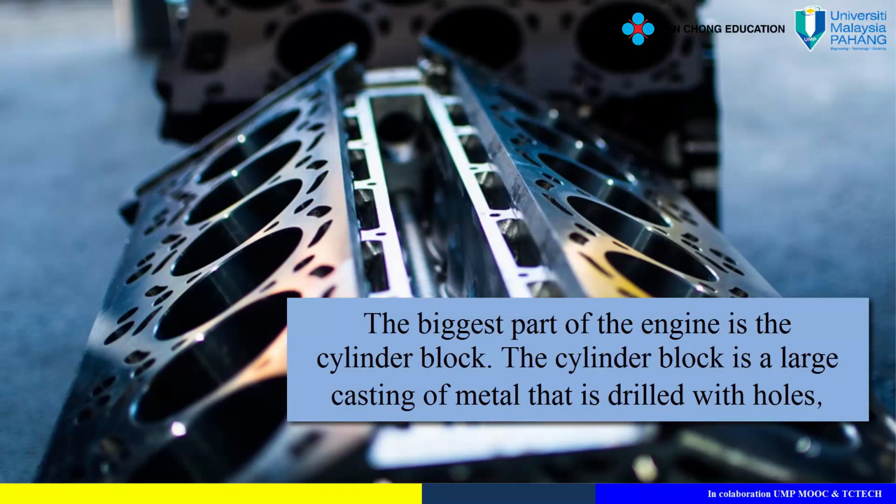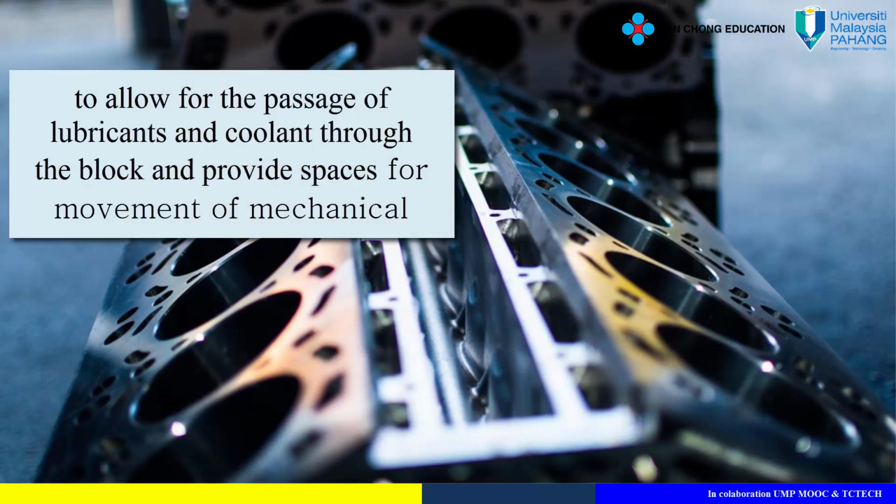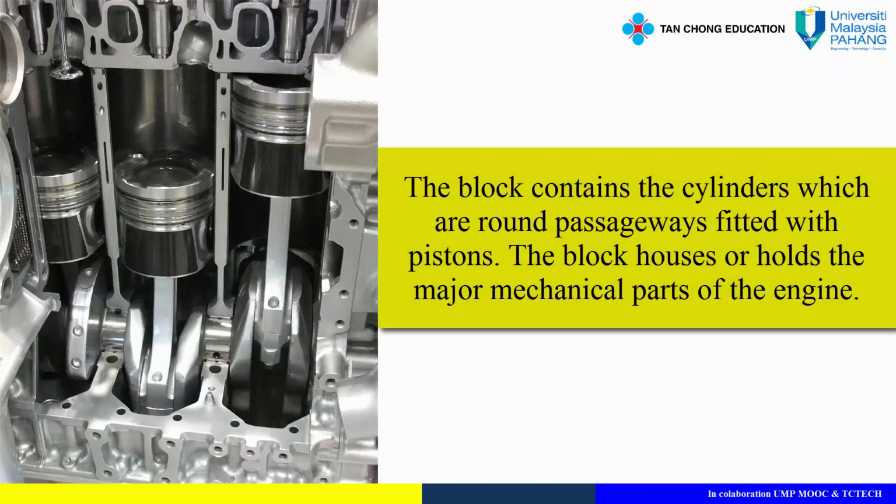The cylinder block is a large casting of metal that is drilled with holes to allow for the passage of lubricants and coolant through the block and provide spaces for movement of mechanical parts. The block contains the cylinders, which are round passageways fitted with pistons. The block houses, or holds, the major mechanical parts of the engine.